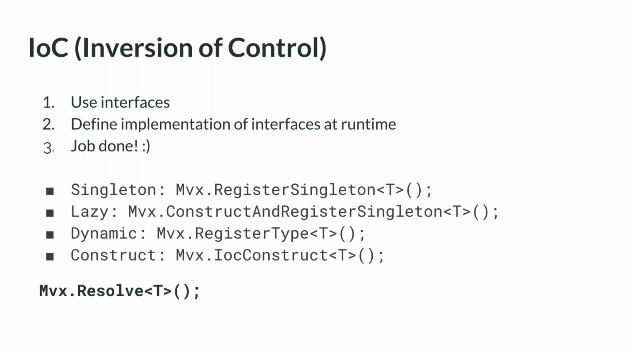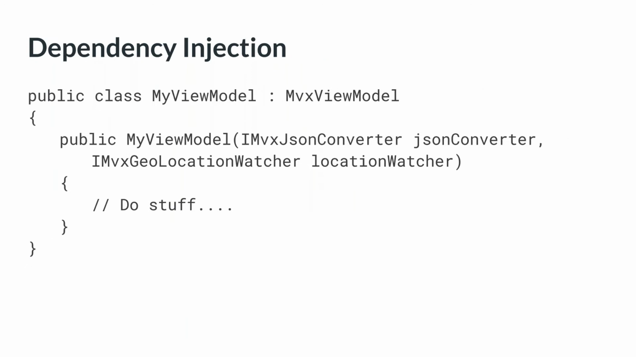There are a couple of other functions that you can use as well. You can also construct using inversion of control, or you can just register types. And you can use this also with dependency injection. So in this case, here in the sample, you see a JSON converter and a location watcher. Those I might have implemented, or I'm using an MvvmCross plugin to add those functionalities. And you want to inject them into your view model.